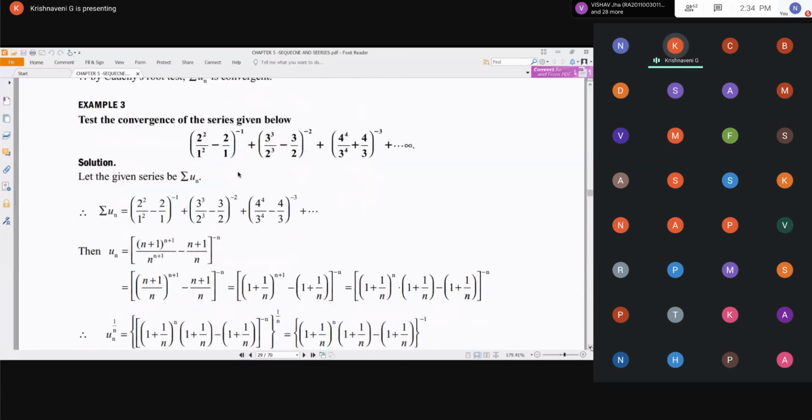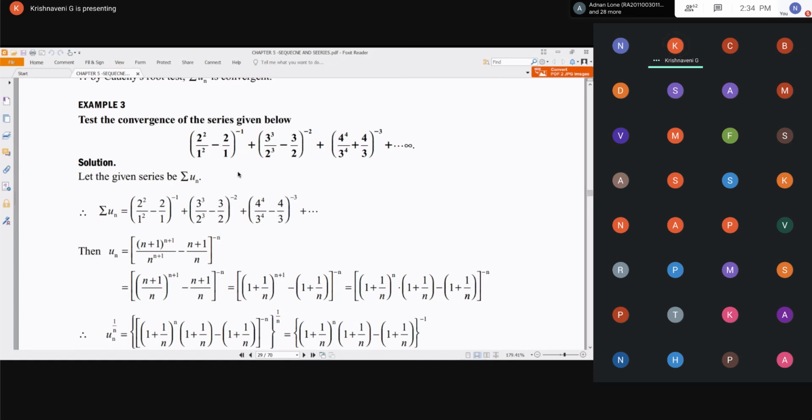First you check your nth term. Write the correct nth term: n plus 1 whole power n plus 1 by n power n plus 1, minus, n plus 1 by n whole to the power minus n. Okay, powers are minus 1, minus 2, minus 3, that is minus n. Nth term. Then what we have to do?